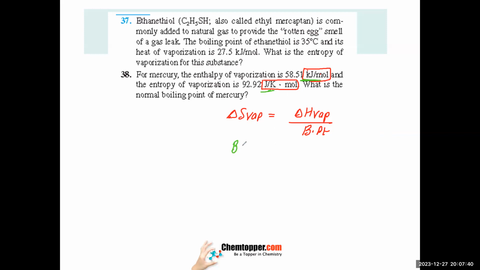So what is the boiling point, children? Delta H of vaporization, 58.51. I'm just converting that into joules per mole, divided by 92.92 joules per Kelvin per mole. Mole and mole cancelled, joule and joule cancelled, and you'll get your answer in Kelvin. And you have to put your answer in four significant figures.